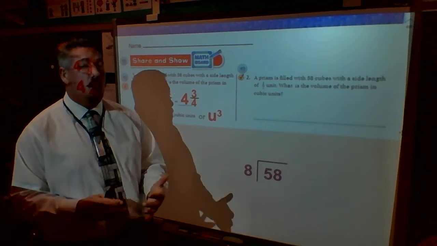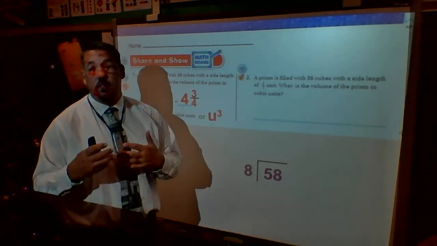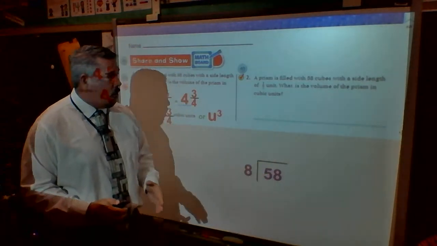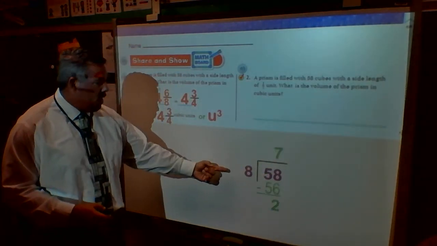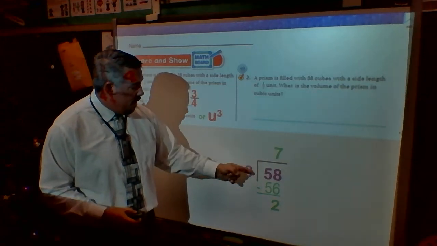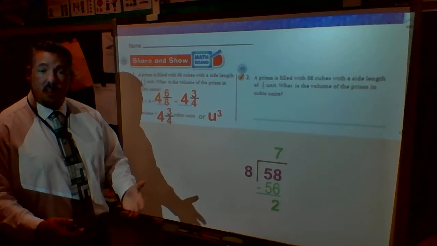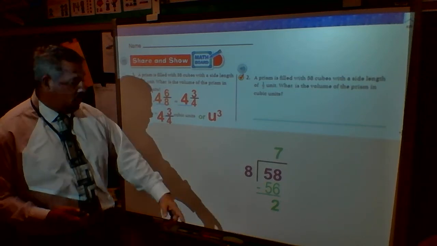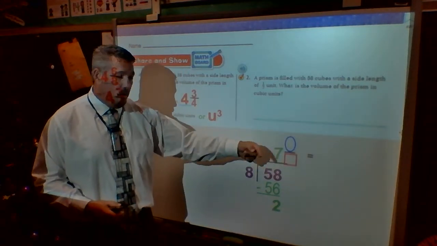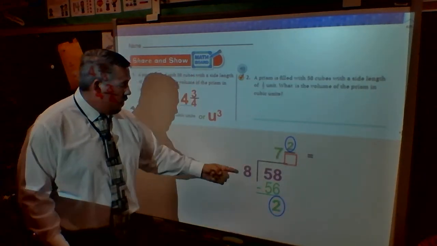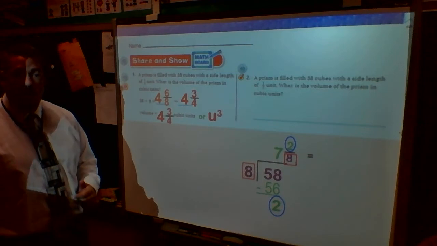Anytime I have a half a unit that it's asking me about, I know I'm going to divide it into groups of 8. So my 58 overall cubic units divided by 8 tells me that 8 goes into 58 7 times with a remainder of 2. Same process on how to write my remainder as a fraction. My remainder is my numerator. My divisor is my denominator. So I know I'm going to have a numerator of 2 and a denominator of 8.